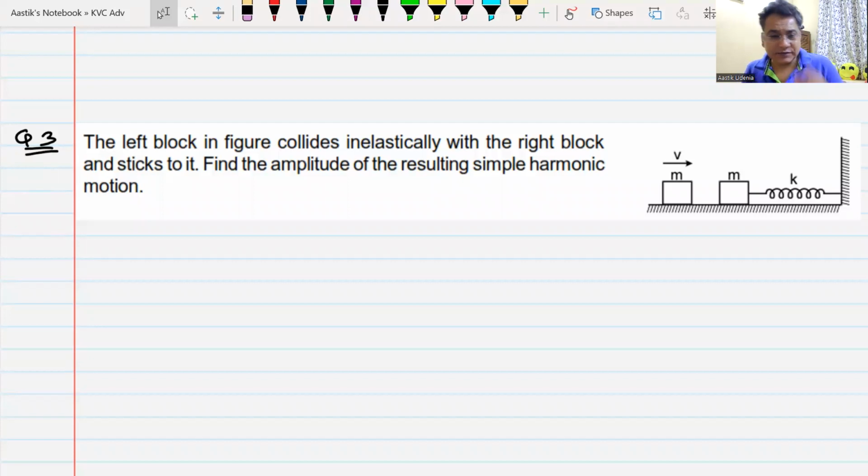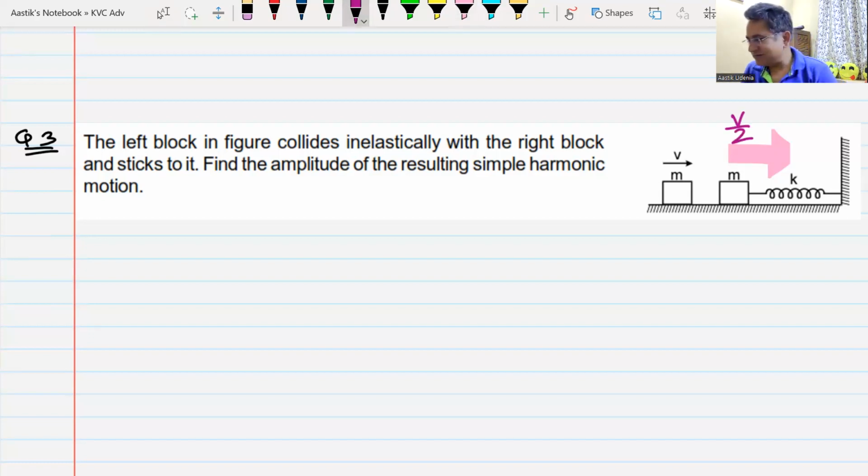So how are we supposed to do this? There are different ways in which you can do this. This block is moving with a velocity v. It collides inelastically. That means both the blocks will be moving together. With how much velocity? V by 2, sir. We have found it by law of conservation of momentum. So both these blocks are going to move with a velocity v by 2.